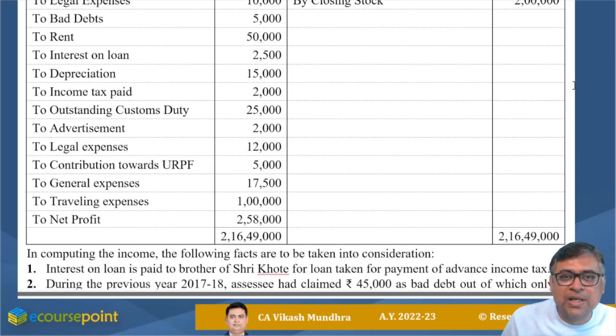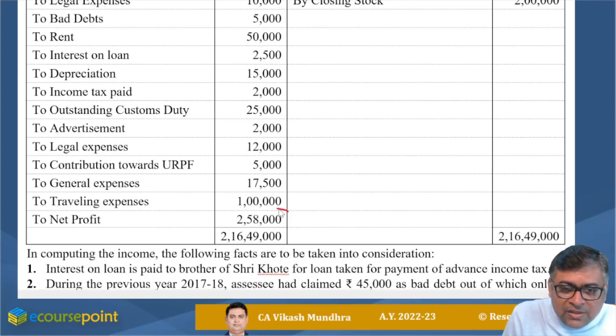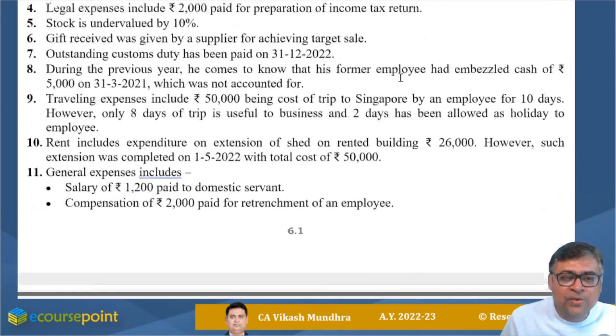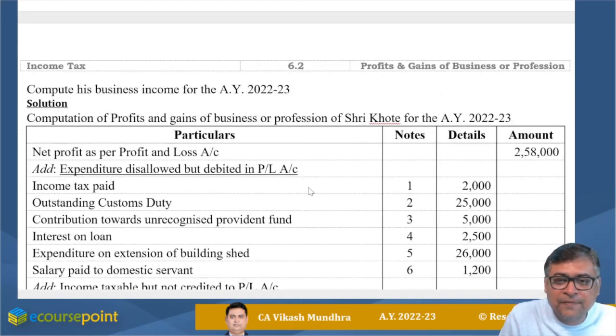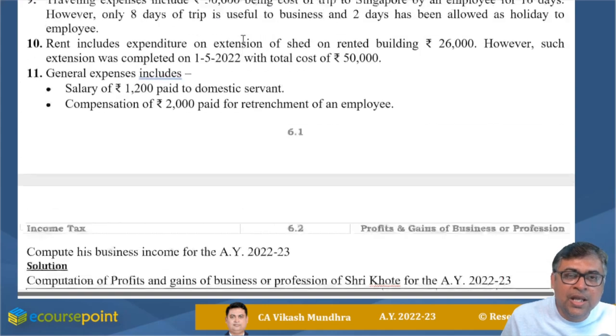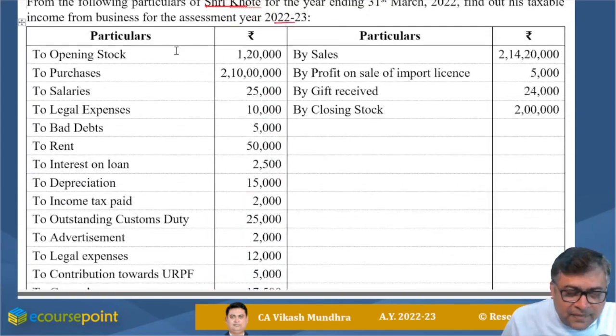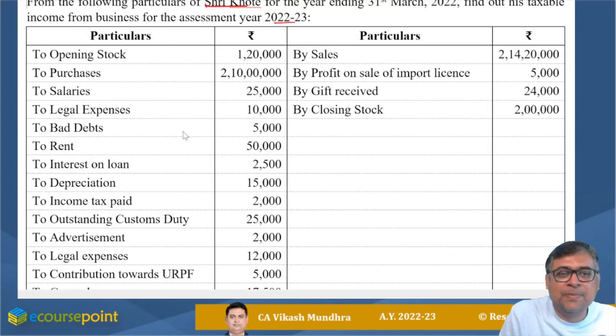How will we try to solve this one? First of all, we will start from this detail, this net profit. So in the solution, I am taking net profit as per profit and loss account 2,58,000. Okay. Now I am coming to the very first item in the PL statement, opening stock. If no information is there, nothing is to be done for this item.